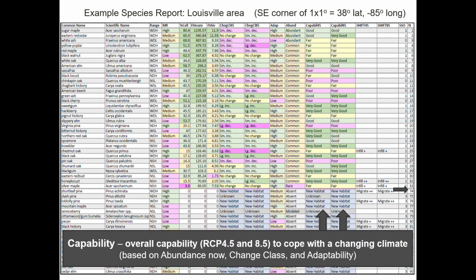So the capability class is our new category, which we call the capability to cope with the changing climate in that particular area. So in the Louisville area, because it's so abundant, the sugar maple will do, we call good under 4.5 scenario and good under 8.5 scenario. But red cedar under the more intense scenario of RCP 8.5, we score it as a very good species for being able to cope with the changing climate. And if you look down the list, also we score white oak and sweet gum and hackberry as very good capability to cope with the changing climate.